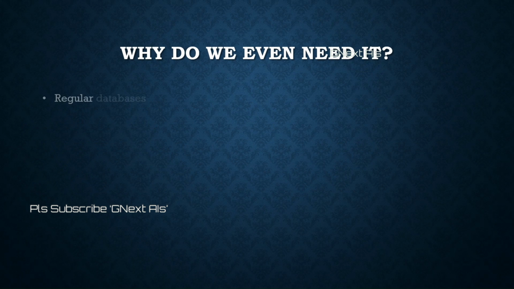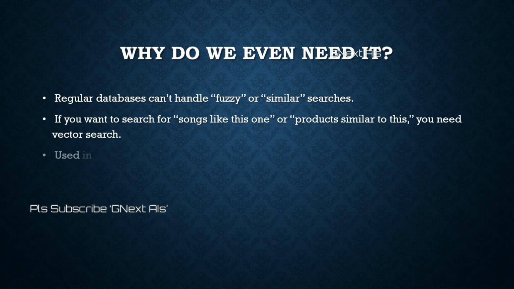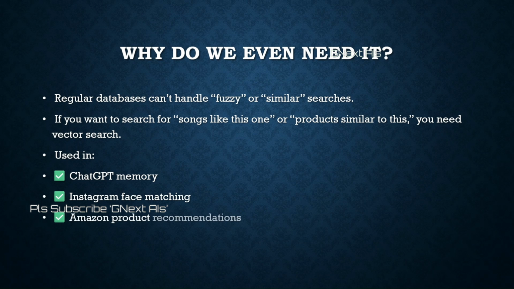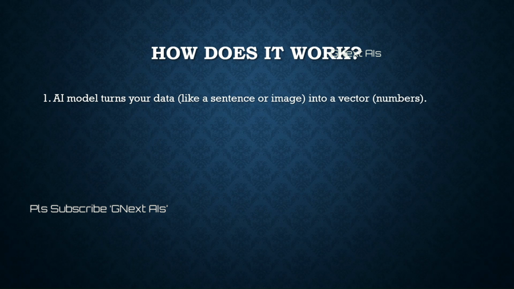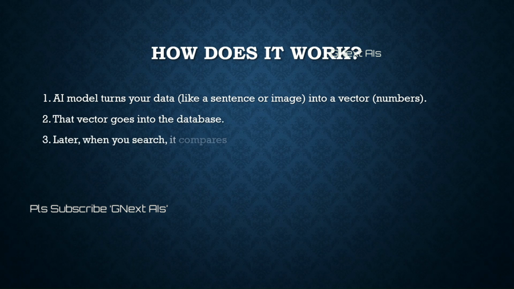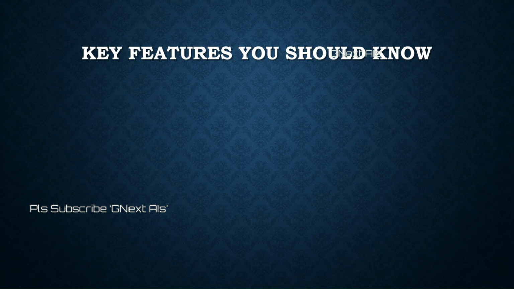So why do you even need it? A regular database cannot handle fuzzy or similar searches. If you want to search for a song like this one or a product similar to this, you need vector search. Used in ChatGPT memory, Instagram face matching, Amazon product recommendation. Then how does it work actually? AI models turn your data, like a sentence or image, into a vector of numbers. That vector goes into the database. Later, when you search, it compares the vector to find the closest match. Closer equals more similar, that is the smart search.